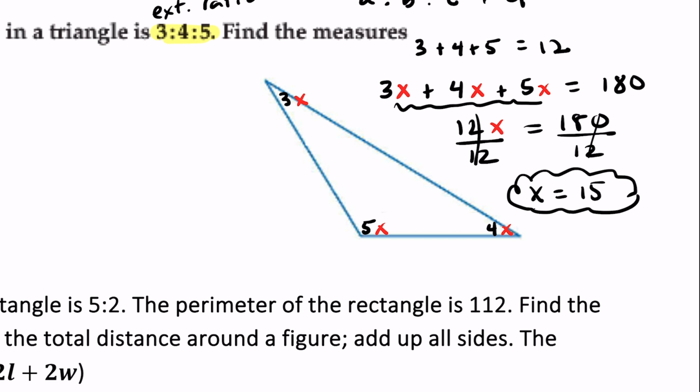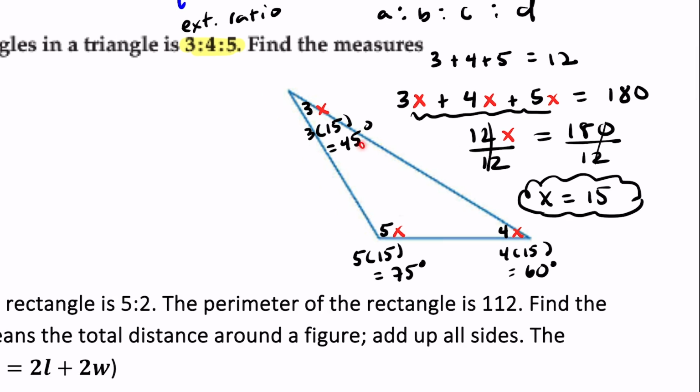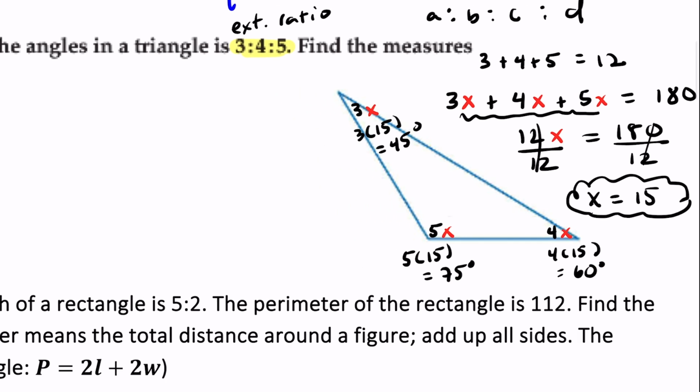So if I were to replace each of these x's with 15, well, 3 times 15 is 45 degrees, and over here 4 times 15 is 60 degrees, and lastly 5 times 15 is 75 degrees. Well, these are my answers, and this is going to turn into a 45 to 60 to 75 extended ratio.